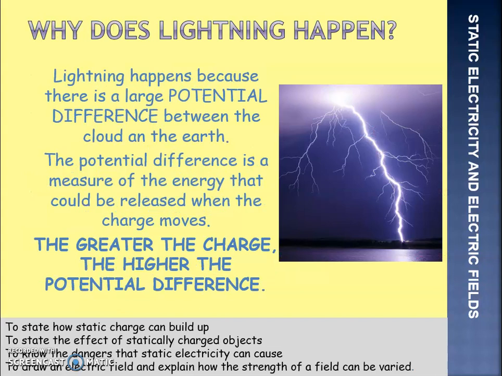Lightning happens, as I've said, because there is a large potential difference between the cloud and the earth. Potential difference is a measure of the energy that could be released when the charge moves. The bigger that potential difference, the more energy released. The greater the charge, the higher the potential difference.